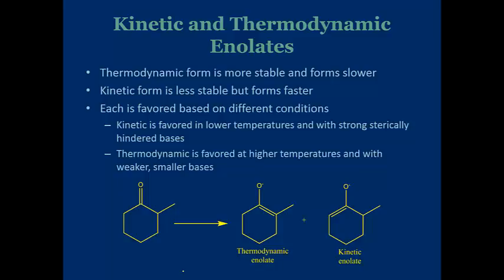At lower temperatures and with strong, sterically hindered bases, the kinetic form is going to be favored. However, the thermodynamic form is going to be favored at higher temperatures and with weaker, smaller bases. Examples of kinetic and thermodynamic enolates are listed below. Think about which one is going to have more resonance stabilization.